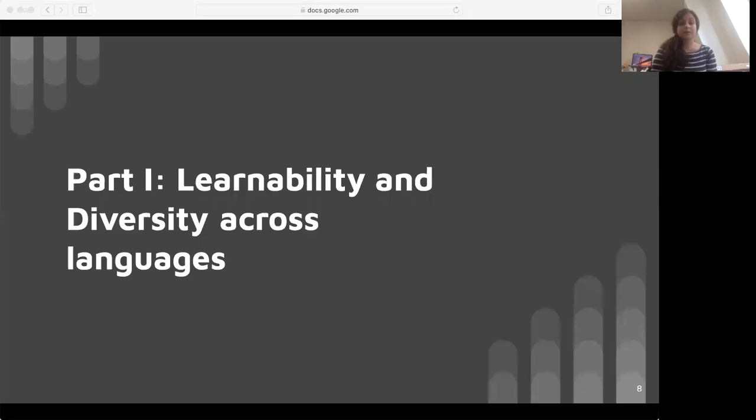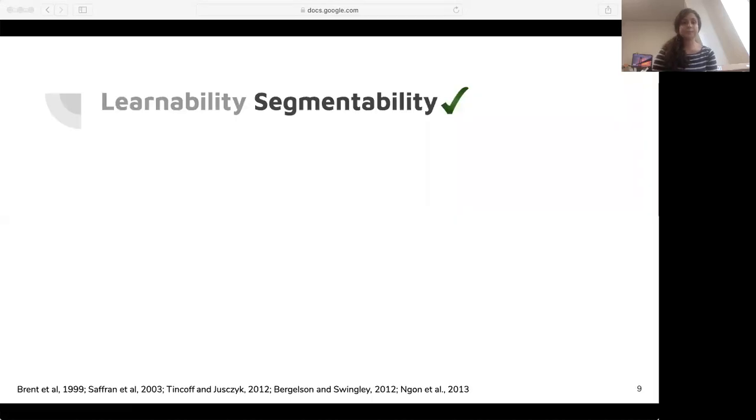Let's now head to part 1, learnability and diversity across languages. Since learnability is a very broad term, I will focus on segmentability. Segmentation is one of the first tasks that children need to accomplish when learning their native language.